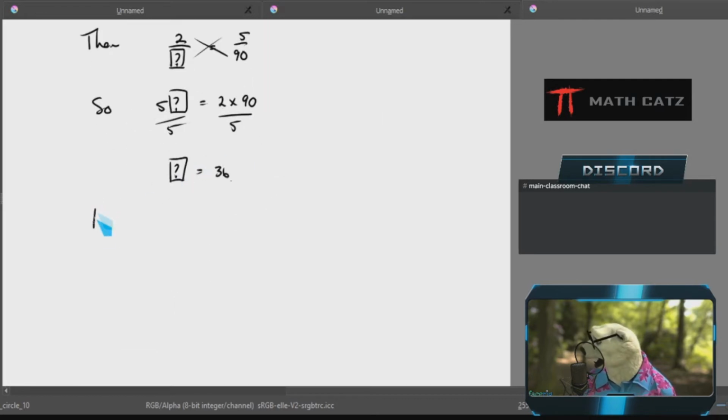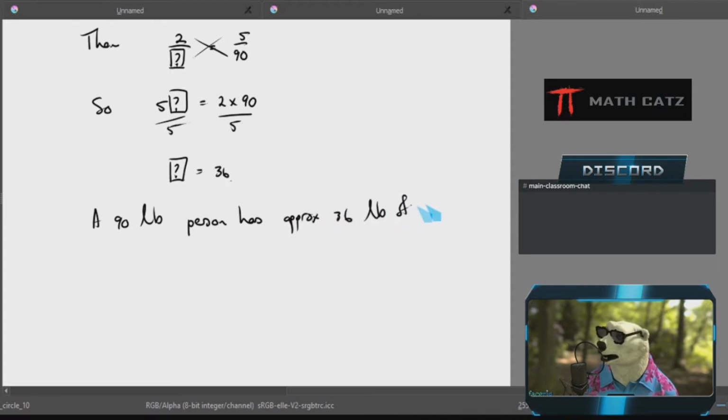So, a 90-pound person has, I guess these are approximately, 36 pounds of muscle. I'm sure everyone's different. This is probably some sort of average. That doesn't really matter.